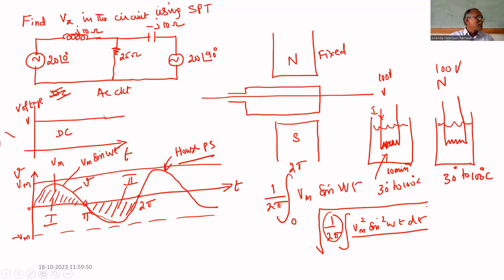So we say 220 volt means the maximum value will be root 2 times 220. Vm by root 2 equals RMS. Therefore, Vm equals root 2 times RMS. It will be more than 220 volt, but we are calling it 220 volt effective value, or DC equivalent value.